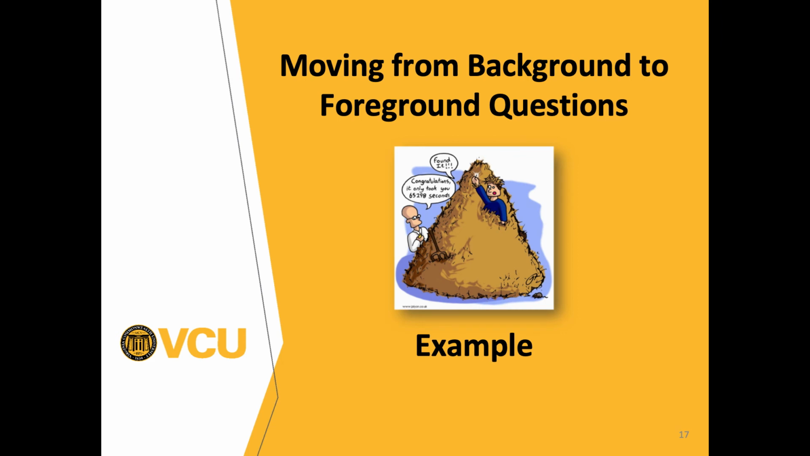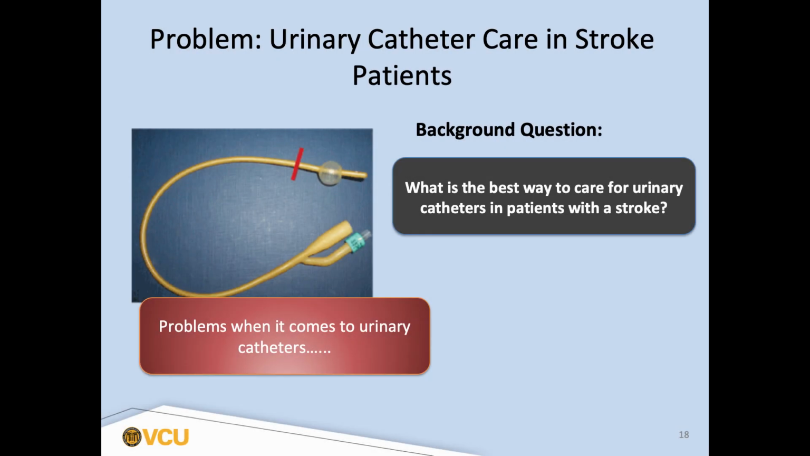Now, let's look at an example where we'll identify the problem and then take that problem, formulate a background question, and then move that into being a foreground question where we will be able to place it into the PICO format. The problem we are going to use is in reference to the issues of catheter care in stroke patients. On your unit, you may notice that there is an increased number of UTIs in this population, and you may want to find a way to address these issues.